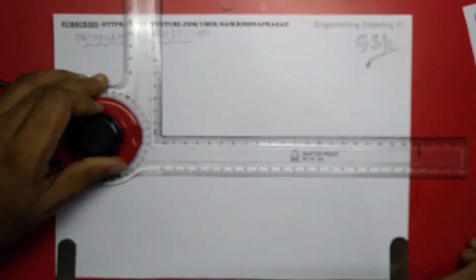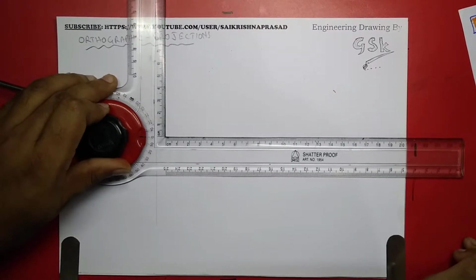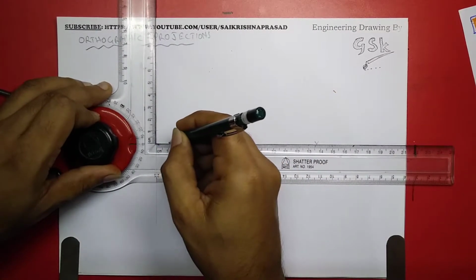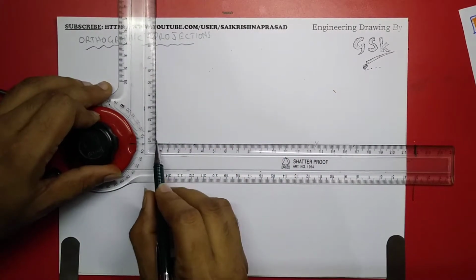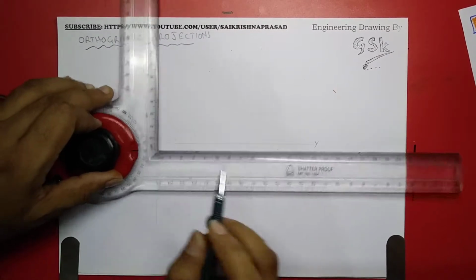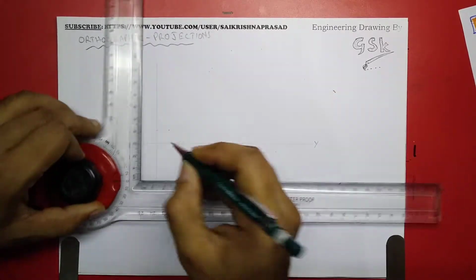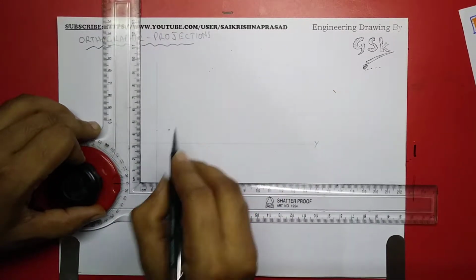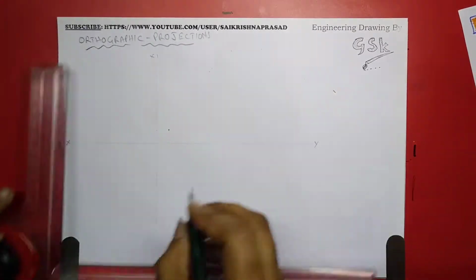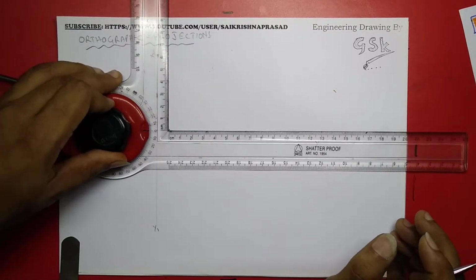So the length of the object is 60, height of the object is 35. For getting an easy figure, I am taking 1 centimeter gap from the reference line here and the reference line over here. This is 1 centimeter above, 1 centimeter this side, and this is the reference line for side view. So from here I'll be starting the figure.